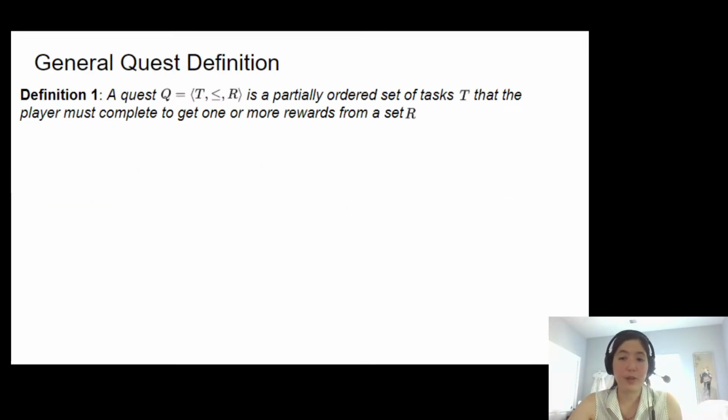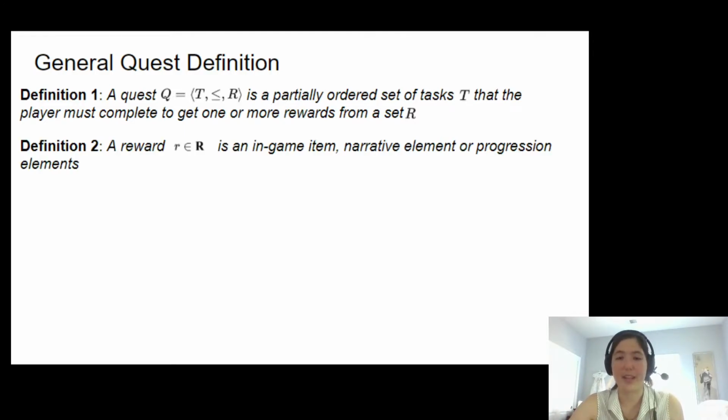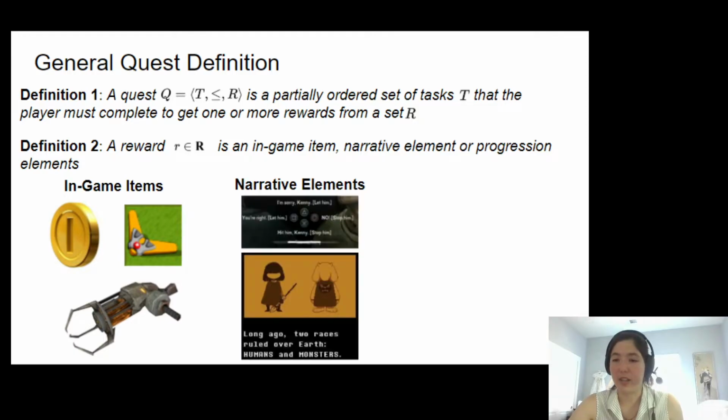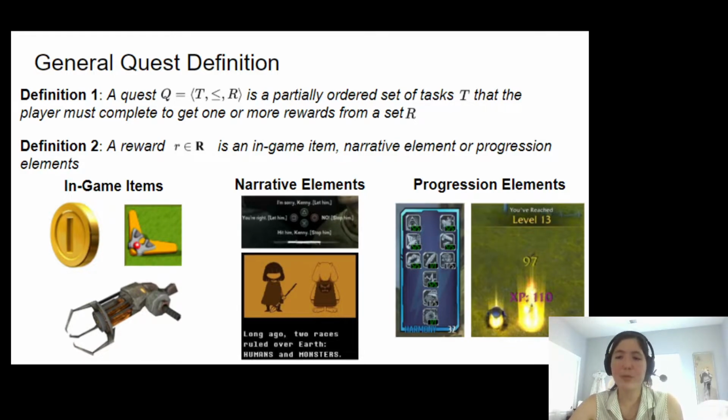This is the original quest definition that I am working with, and the first definition is that a quest is a partially ordered set of tasks T that a player must complete to get one or more rewards from a set R. I want to also more formally define what a reward is because reward can also be ambiguous. Under this quest definition, reward is either an in-game item, so those are currencies and other items that you can unlock. It can also be narrative elements, so this is unique to this quest definition that we consider reward elements such as cutscenes and dialogues to be a reward, as well as progression elements such as XP or unlocking the next level.